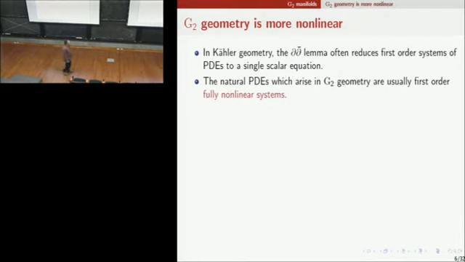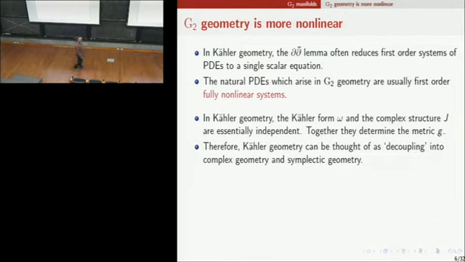Okay, and I want to emphasize that G2 geometry is quite a bit more nonlinear than Kähler geometry, because in Kähler geometry we have the ddbar lemma, which is a fantastic tool for simplifying differential equations. You use it repeatedly to reduce a first-order system of PDEs to a single scalar equation. So for example, the Calabi conjecture can be reduced to a fully nonlinear Monge-Ampère equation, but a single equation for one function. But the natural PDEs which arise in G2 geometry and in all other calibrated geometries, except special Lagrangian, are usually first-order, fully nonlinear systems. So you can't reduce it to a single function, and it's harder to deal with.